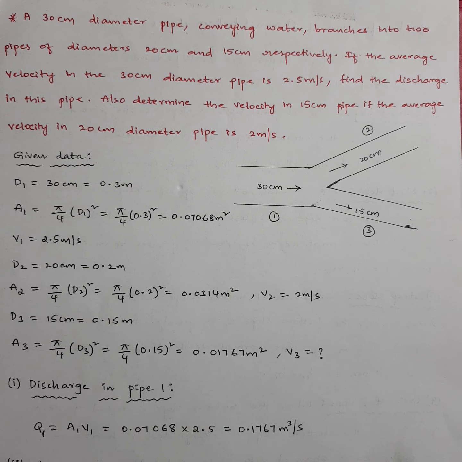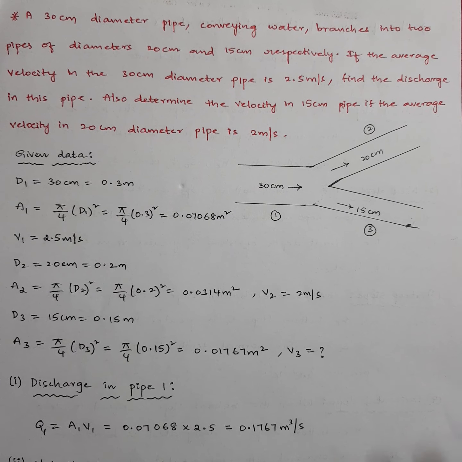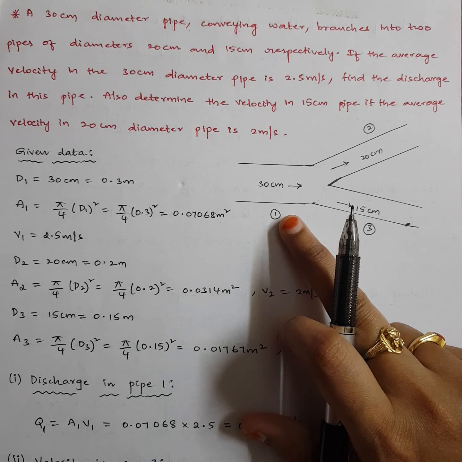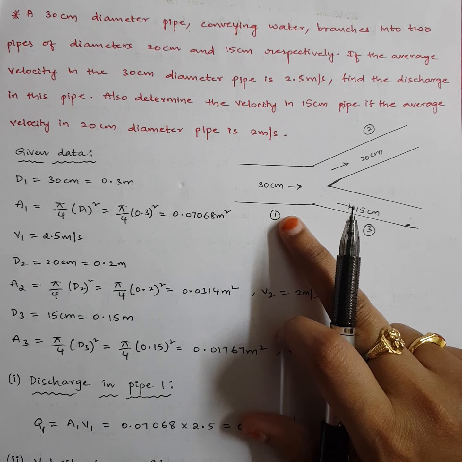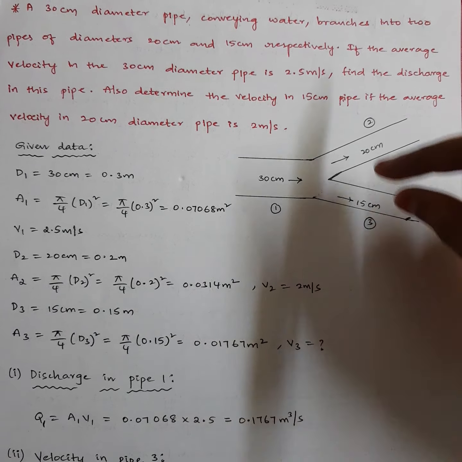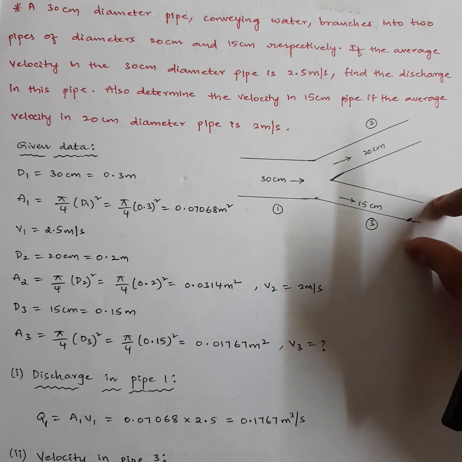Right, now here this is related to branching. So see here, initially there was a 30 centimeter diameter pipe and it got divided, or from this 30 centimeter pipe there were two branches, which are the 20 centimeter diameter pipe and the 15 centimeter diameter pipe.